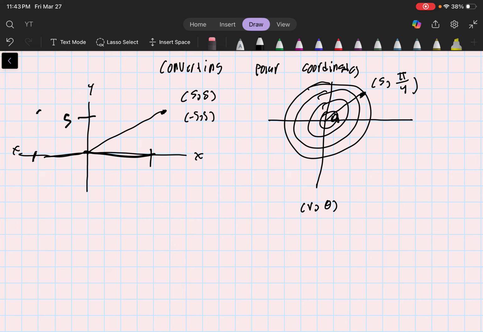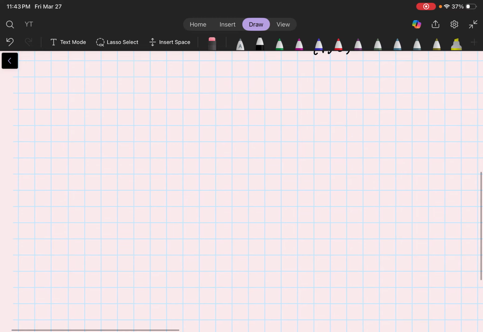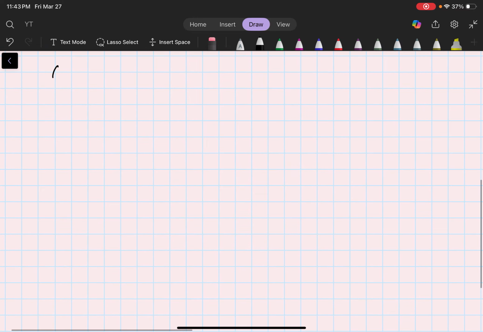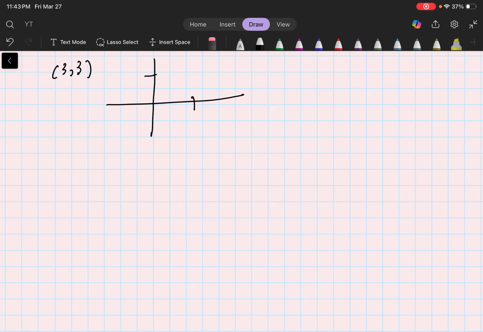Essentially, you're able to convert between polar coordinates very, very easily. And so I'm going to be showing you how to convert some. So here we go. We're going to start out with the point (3, 3). In normal coordinate systems, it would look something like this. I'm just drawing the line so it can help me more.